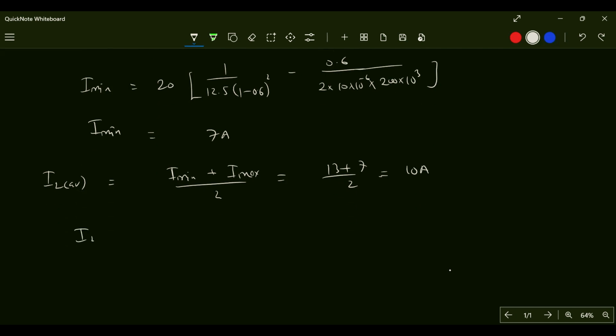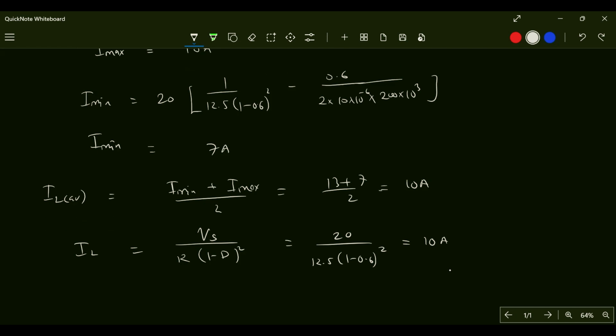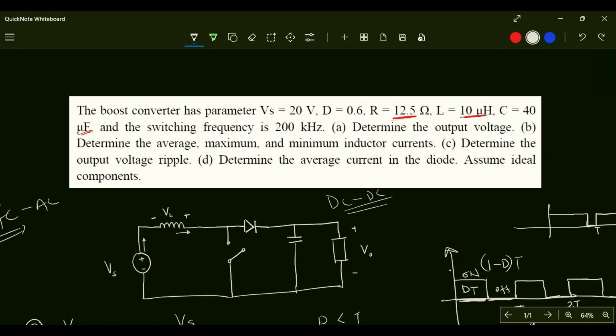Okay, so IL average is simply equal to Vs divided by R times 1 minus D squared. So this is equal to Vs, remember that Vs is simply 20, divided by 12.5, 1 minus 0.6 squared, and this still gives you 10 amps. So we still get the same answer, either with the first one or the second one. Okay, and so we are done with part B. So A is done, B is done.